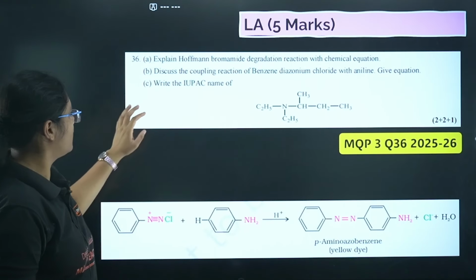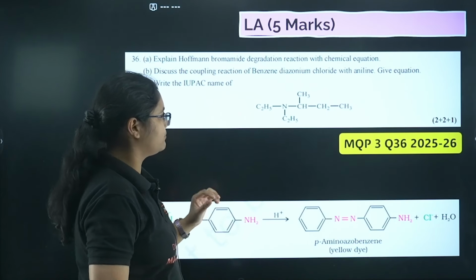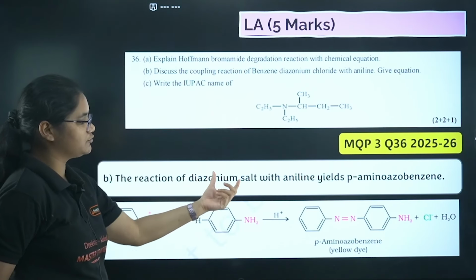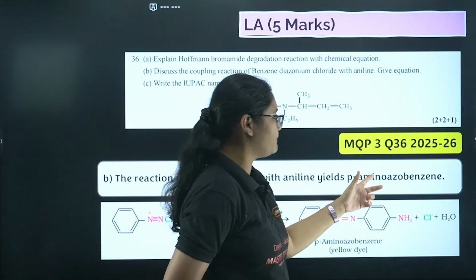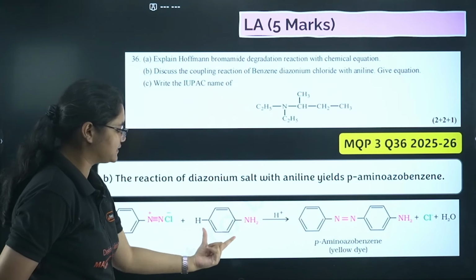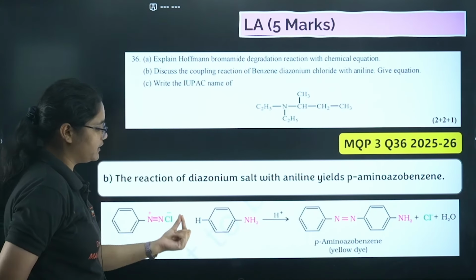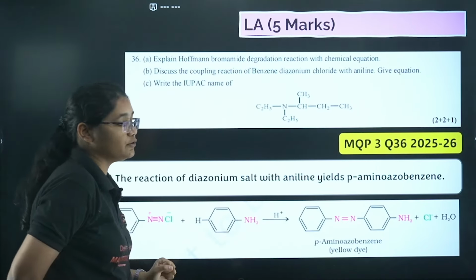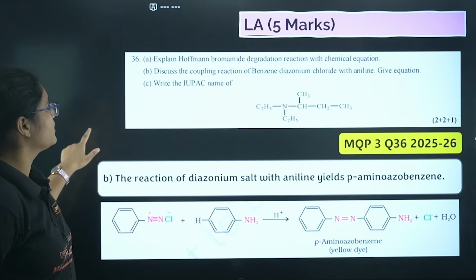Next, we'll discuss the coupling reaction of benzene diazonium chloride with aniline. The reaction of diazonium salt with aniline yields para-aminoazobenzene. So you can see this is benzene diazonium chloride, this is aniline. Here there is an electrophilic substitution and we get this particular compound, and this is para-aminoazobenzene, a yellow dye.